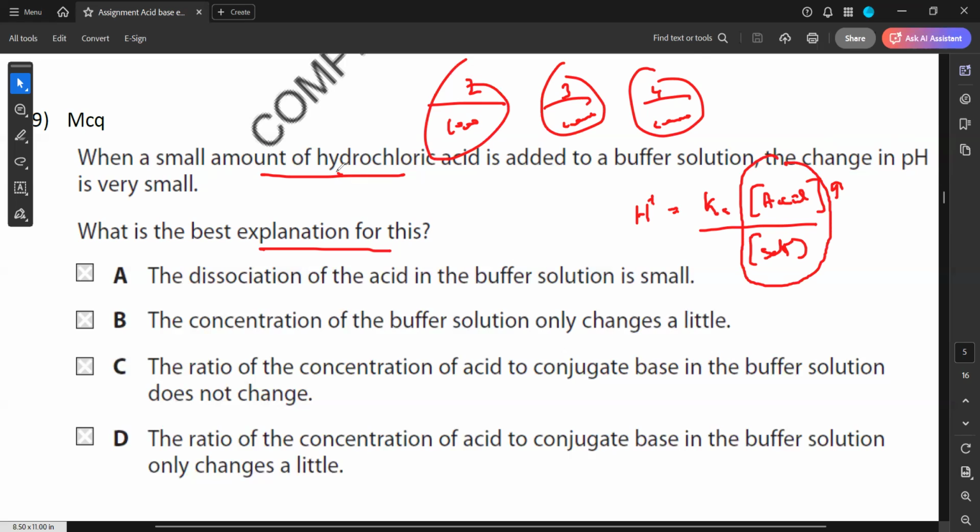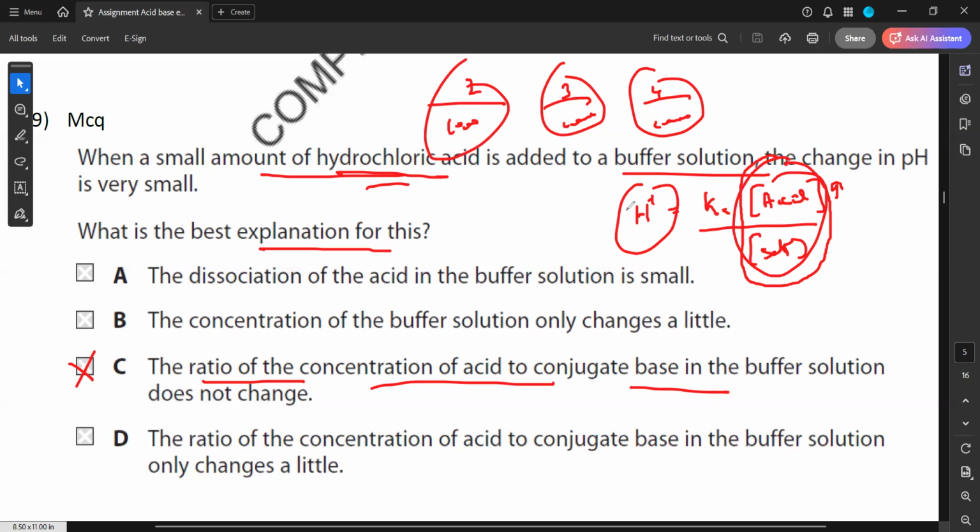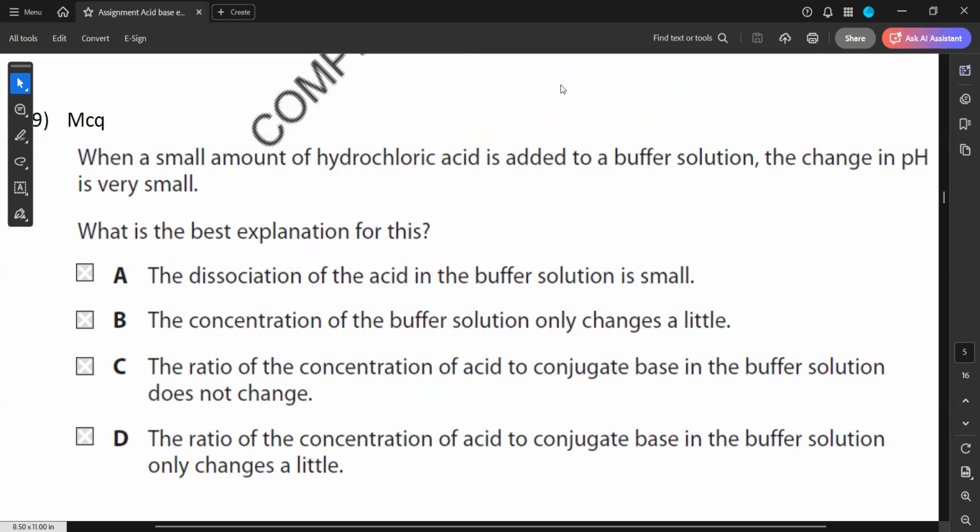So when a small amount of hydrochloric acid is added to a buffer solution, the change in the pH is very small. So what is the reason for that? The reason is that the ratio of the concentration of acid and the conjugate base, because salt is also called a conjugate base, in the buffer solution does not change. Because as this ratio does not change, the hydrogen ion concentration does not change, or the pH of a buffer solution remains constant. So whenever we have a buffer solution, this ratio remains constant because we have a very large number in the denominator.